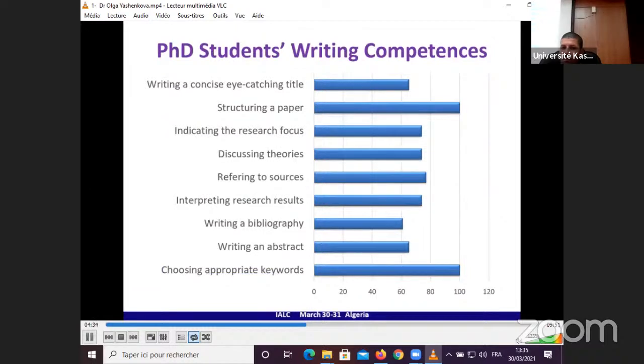Between 70 and 80% of the participants knew how to indicate their research focus, discuss theories, refer to sources, interpret their research results. They thought they were very good at writing abstracts, bibliography, and knew how to write a concise, eye-catching title.